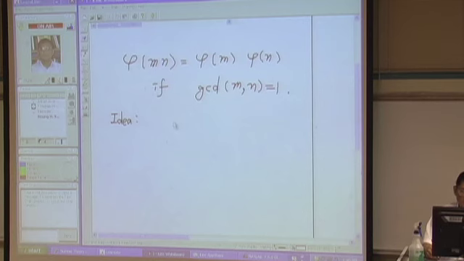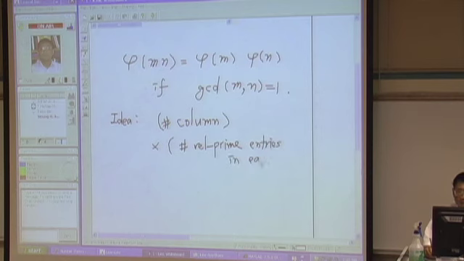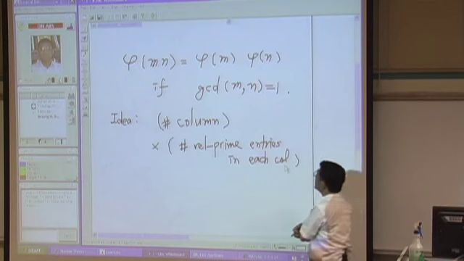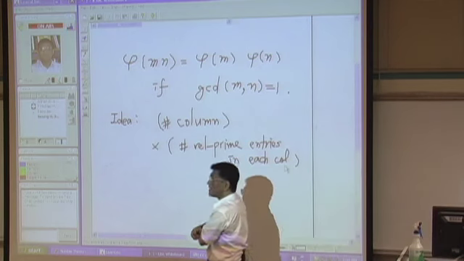multiplying legitimate columns, right? Number of legitimate columns multiplied by number of entries relatively prime entries in each column, right? And then they are equivalent. So this was the way we proved the theorem. And if you have a question about the way to prove this multiplicity, ask me.